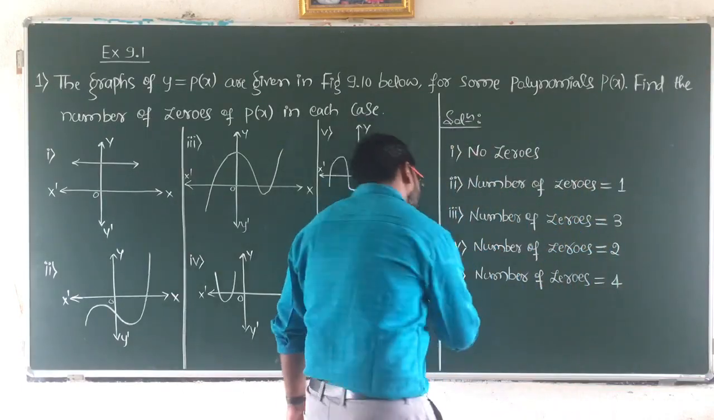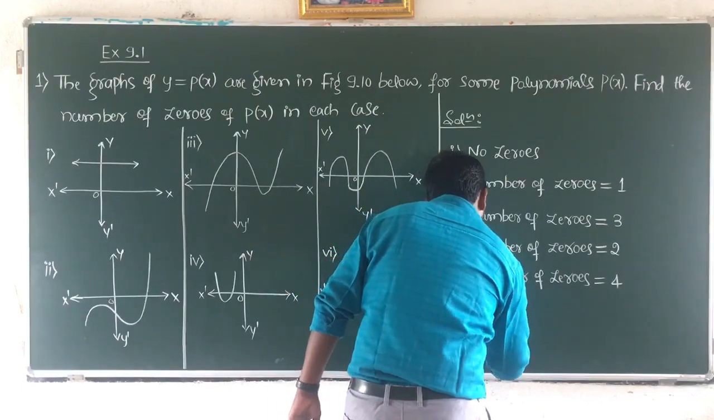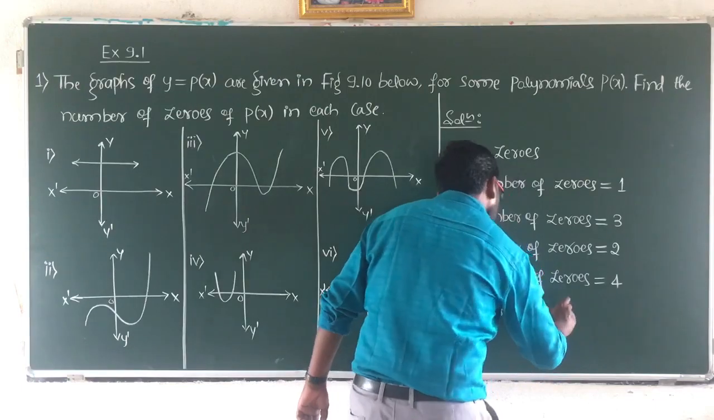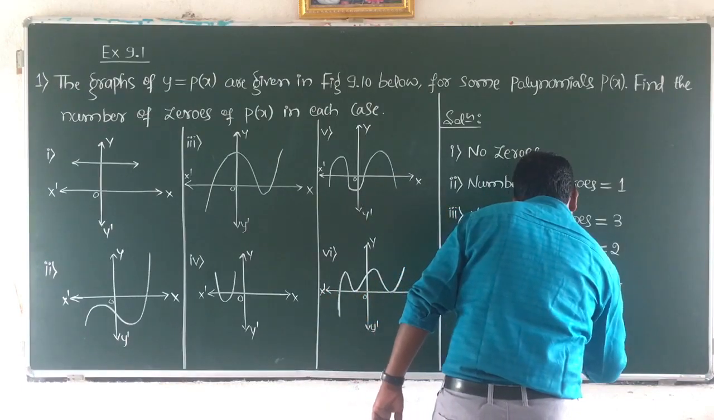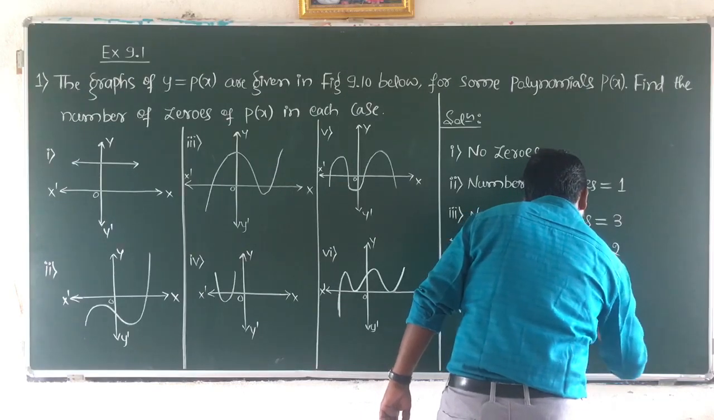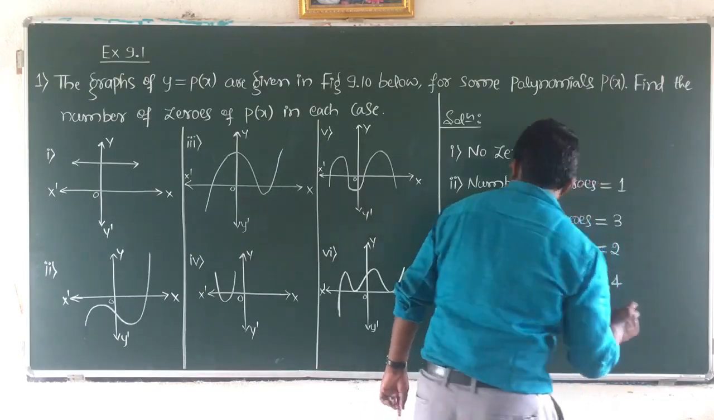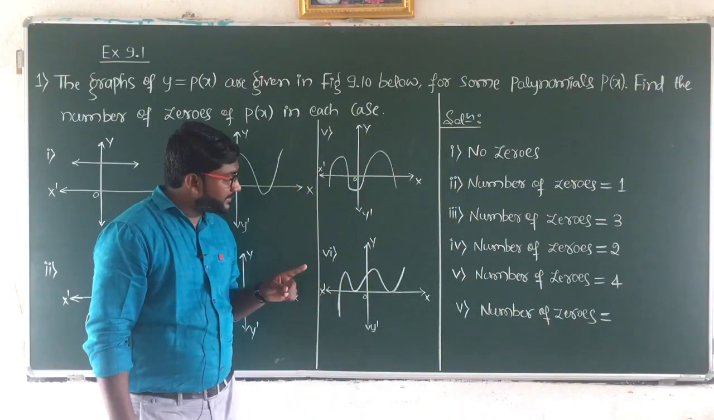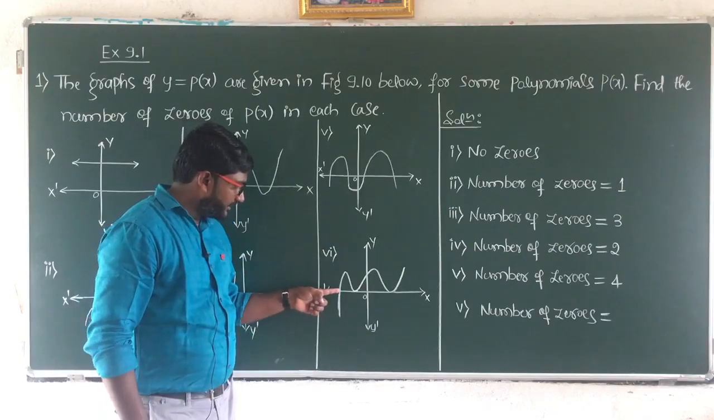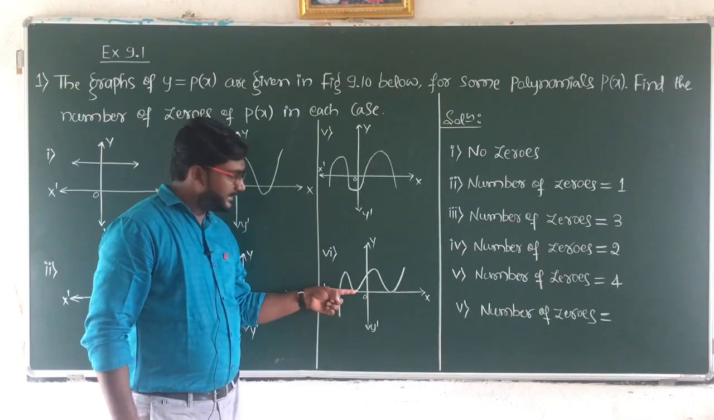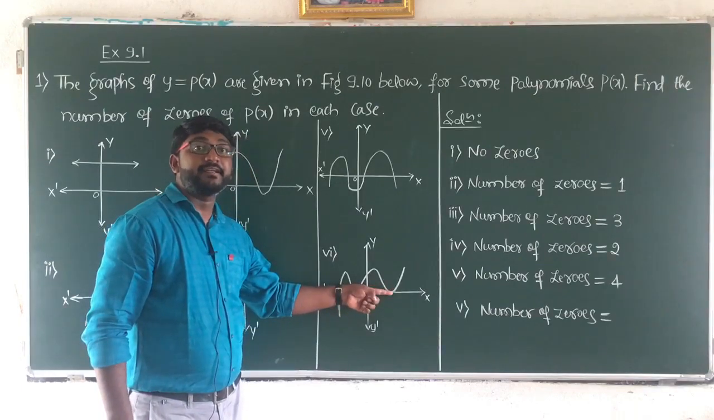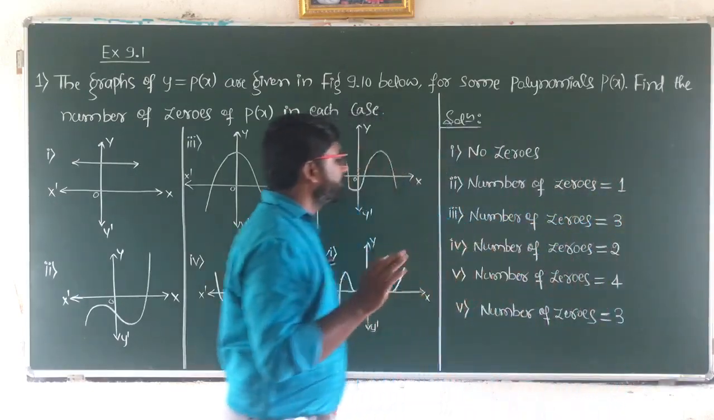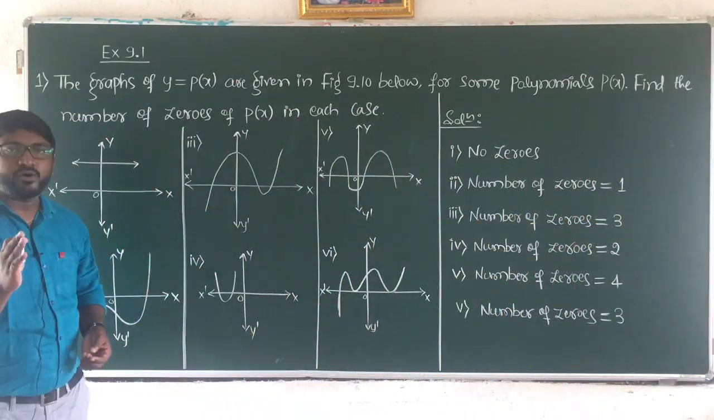Now we will take up the last one. Number of zeros equals, see here. Now this curve is intersecting the x axis at 3 points. So here it is intersecting, here also it is intersecting, and here also it is intersecting. So overall it has got 3 zeros. So this is all about exercise 9.1. So pause the video to note it down.